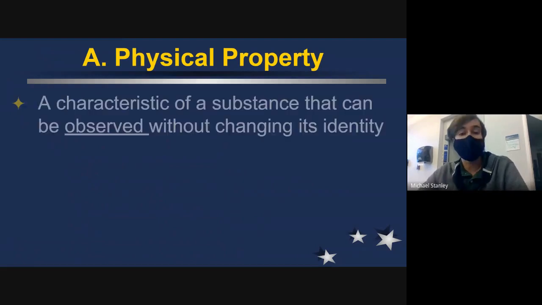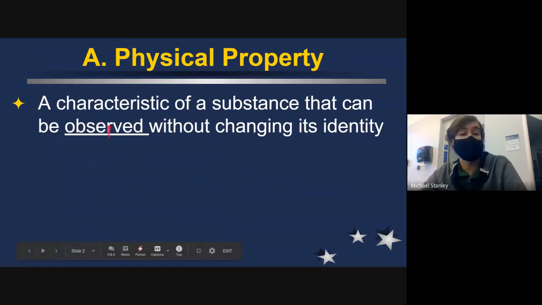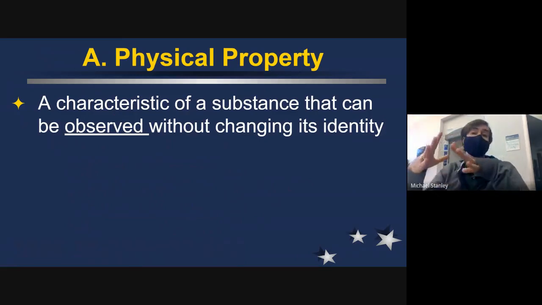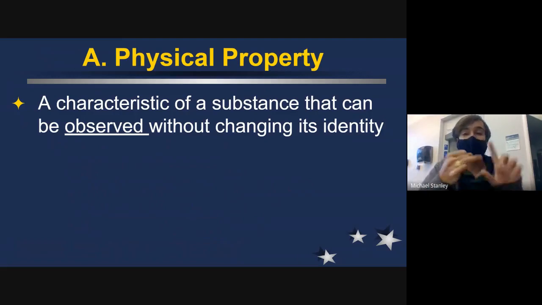So up first, we have our physical properties. A physical property is a characteristic of a substance that you can observe or measure. What we mean by this is an observation is something that you can make with your 5 senses, either looking at it, feeling it, smelling it, tasting it even, or hearing it. These are all observations that we can make about the world around us. And so the physical property of an object is something that we can observe about that object.